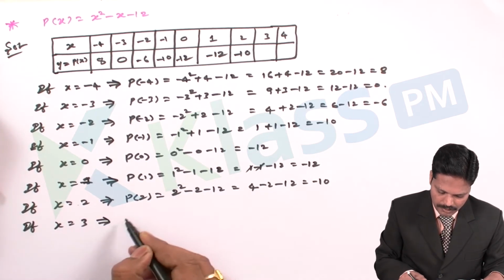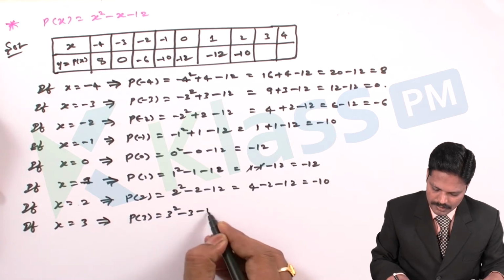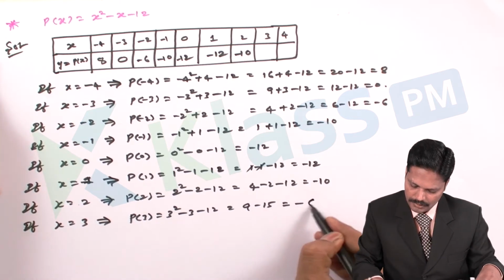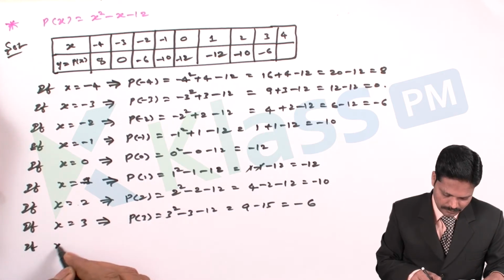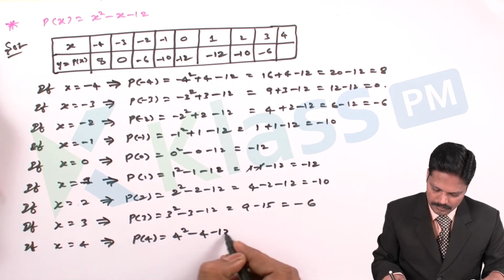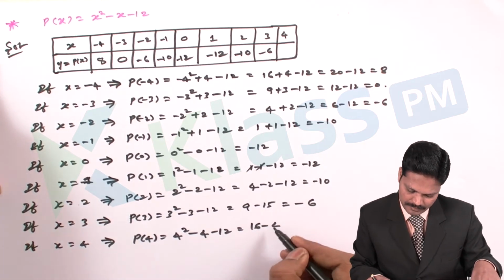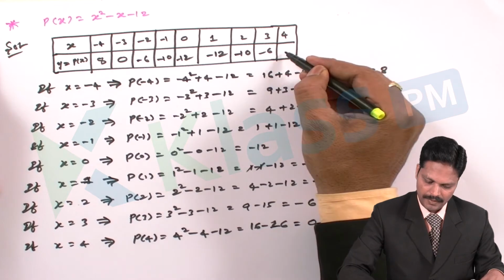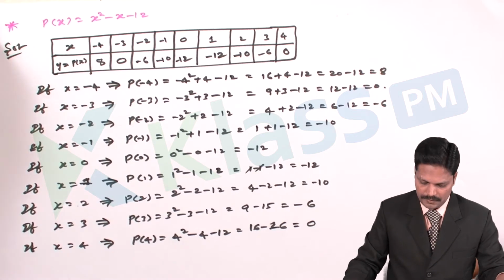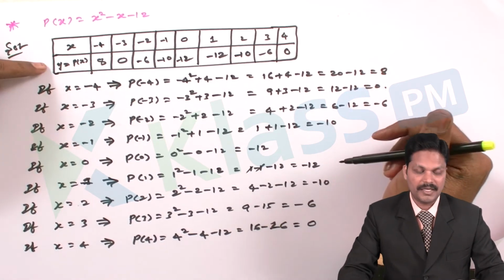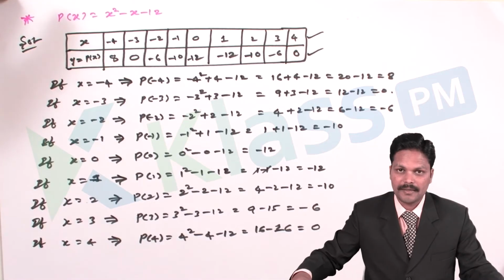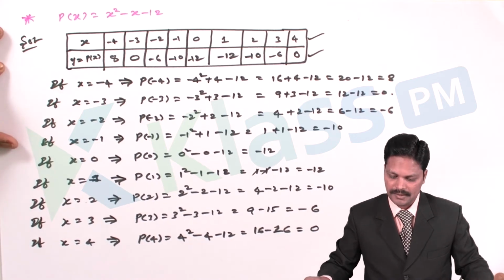And if x is equal to 3, p of 3 is equal to 3 square minus 3 minus 12, 9 minus 15 is equal to, we are having here -6. And the last term, x is equal to 4, then p of 4 is equal to 4 square minus 4 minus 12, 16 minus 16, it is 0. Then the value of x is 4 and the y value is 0. So in this manner we are finding the p of x values, or the y values. By plotting the points, we can join them to get the zeros of the polynomial.